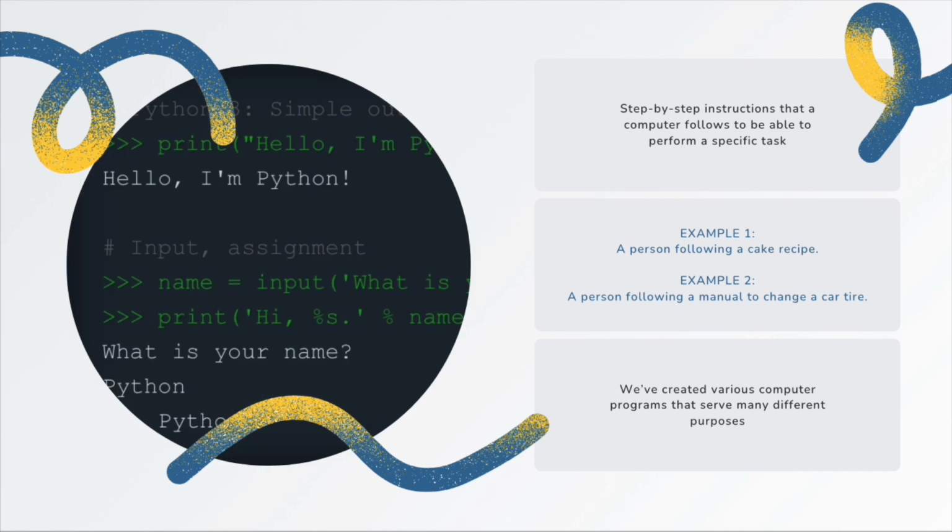In short, computer programming is a set of step-by-step instructions that a computer follows to be able to perform a specific task or a sequence of multiple tasks. For example, a person following a recipe on how to bake a cake or following a manual on how to change a car tire is like a computer following code instructions to successfully finish its task. We learned that computer programming has helped the advancement of humanity by creating computer programs that serve many different purposes, especially to help us communicate with one another and deliver various services to others.